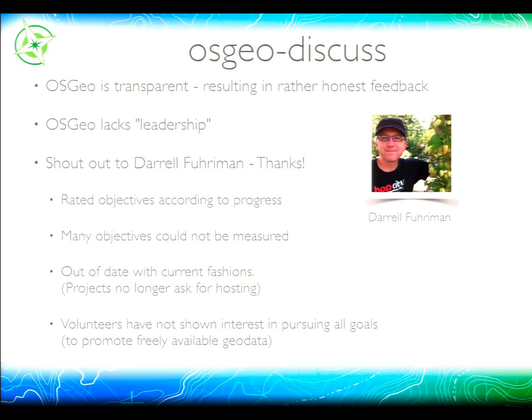Other things that had changed is a lot of the language in our objectives was kind of out of date. It didn't match current fashions. Projects are no longer desperately asking us for project hosting. They're actually quite content with GitHub, but there are certainly other services we can offer them. And our membership has not shown interest in pursuing all of the goals that we had outlined. So we no longer tend to actively try and make our own geodata. We tend to work with other groups like OpenStreetMap.